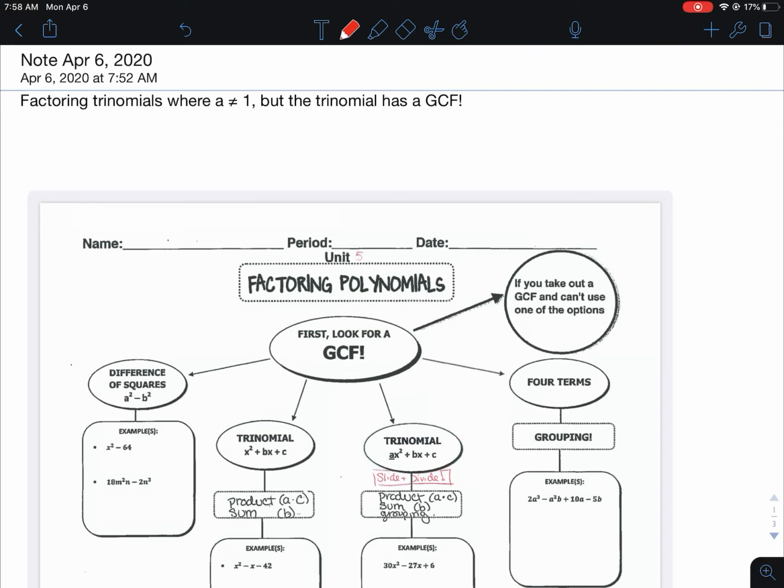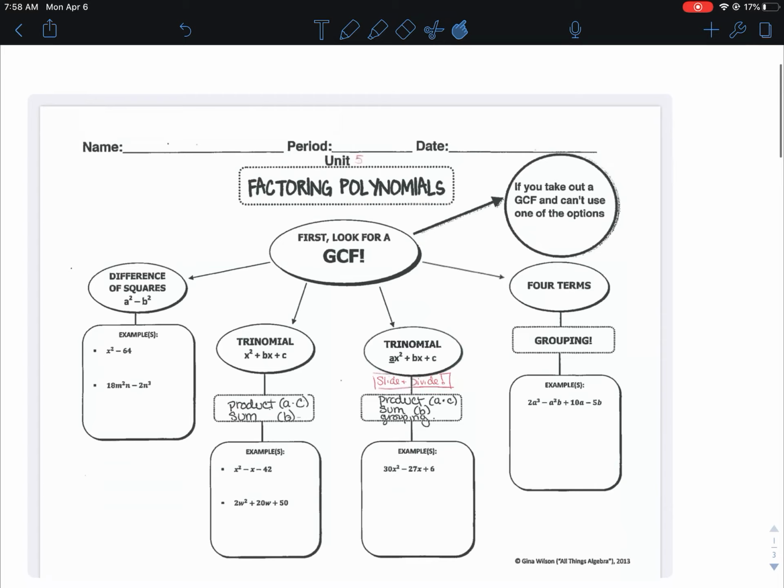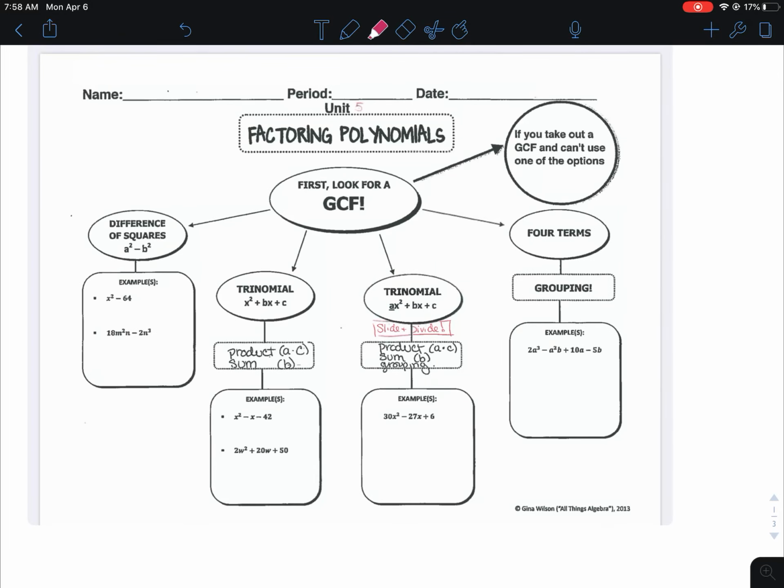So today we're going to continue with factoring trinomials where a doesn't equal 1 anymore, but the trinomial has a greatest common factor. So I'm going to refer back to our note sheet here. And if you remember, the first thing we always do is look for a greatest common factor. If you have a greatest common factor, you always want to start there. That's the first thing you're going to do. And then we can look and see if we can use one of these other methods. So that's what we're going to work on today, is using greatest common factor along with what we did last time, factoring a trinomial.